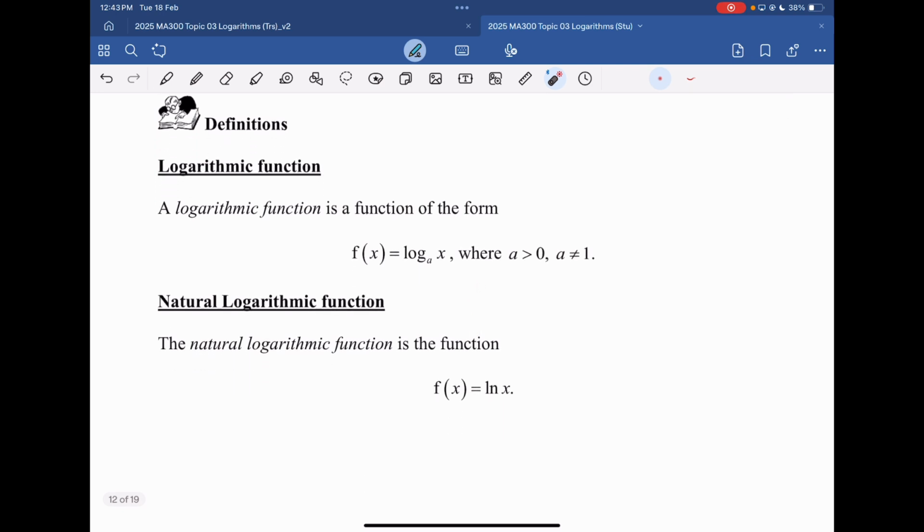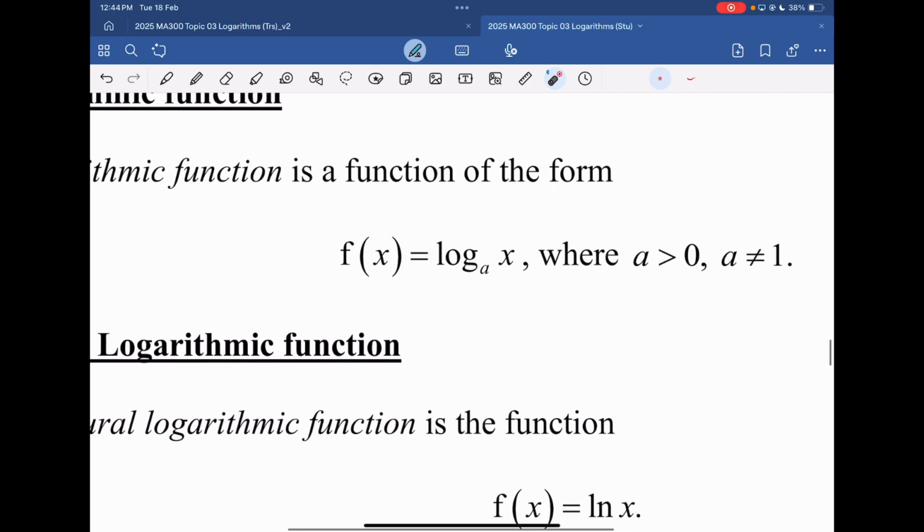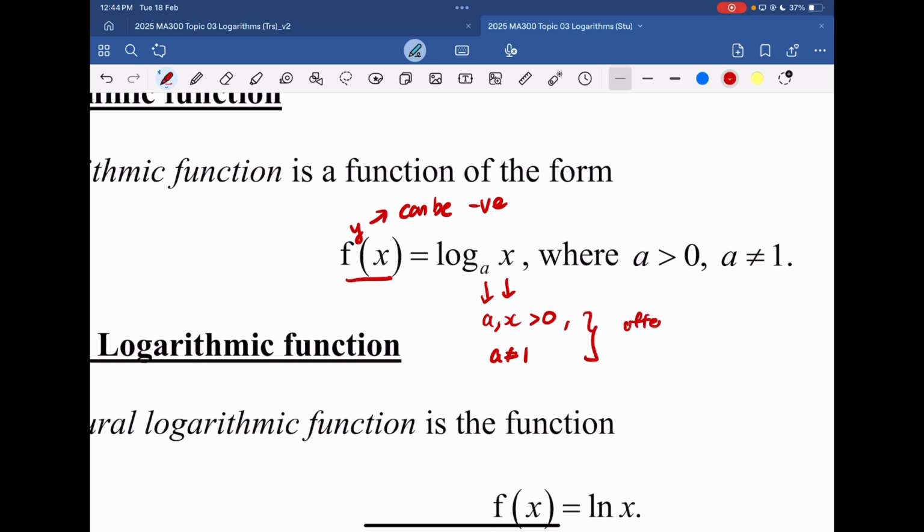So a log function is a function of the form y equals log base a of x. Now if you remember from part 1 and part 2, I just want to bring your attention: a and x have to be positive. At the same time, a cannot be 1. The base cannot be 1. But can the y value be negative? Yes, this can be negative. What is this for? This is often a basis for rejecting answers.